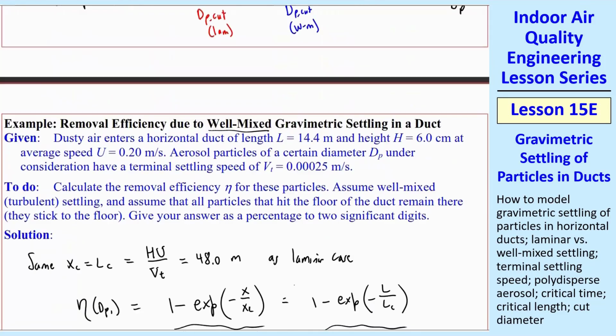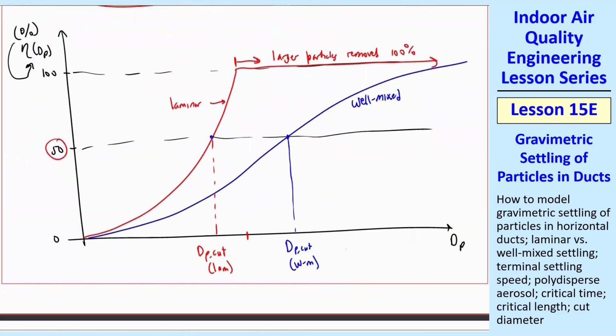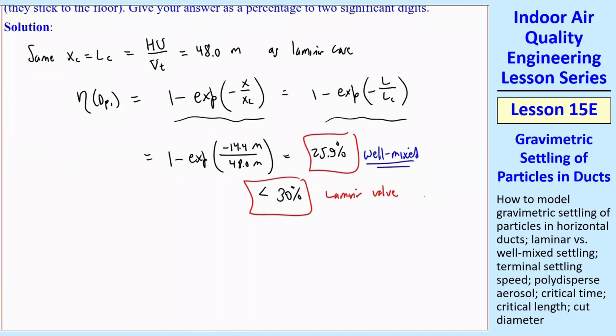That makes sense based on our plot here. We know that at any given diameter, let's take this one here, if you go up this vertical grade efficiency, the well-mixed one comes first, and then the laminar one comes next. Again, the laminar one is the fastest removal or the shortest removal in the duct. The well-mixed is the one that takes longest. The real case would be somewhere in between these two, most likely.